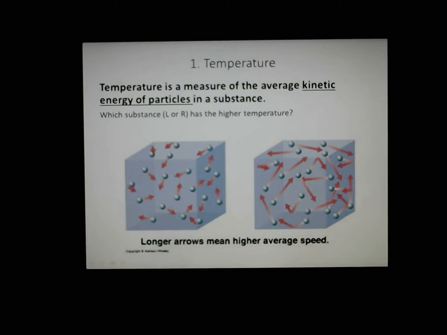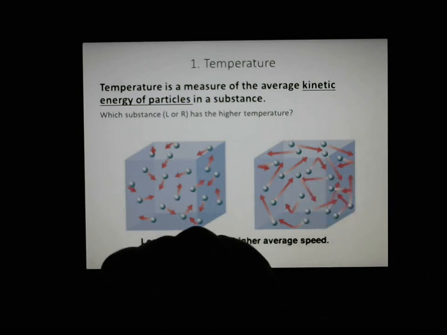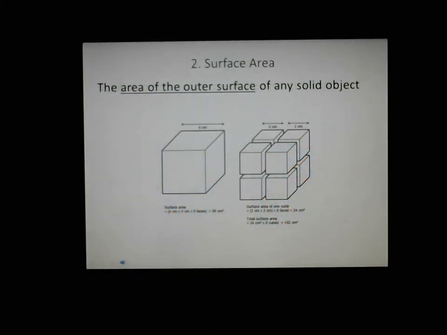So, temperature measures the average kinetic energy in a substance. And you're told here that the longer arrows mean it's got a higher average speed. Remember, speed and kinetic energy go hand in hand. Think back to grade 8. So which one of these two has the higher kinetic energy? Well, it'll be the one on the right, because it's got longer arrows. Longer arrows means more speed, and more speed means more kinetic energy. So this means that this one has the higher temperature. The particles are moving faster, and so they feel hotter.